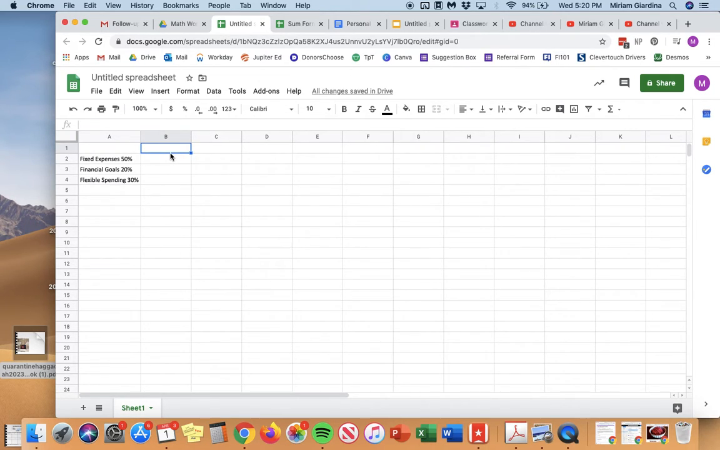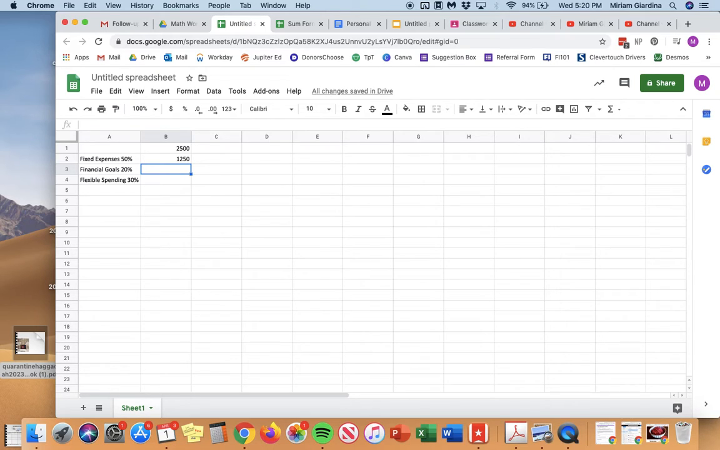Okay, so let's say that my total income is $2,500 a month. That's about what it was when I first started working, actually. So if I want to find out what 50% is of that number, I need to do equals, select that actual cell, and do times. Times on a computer is an asterisk, so you're going to do Shift 8. And then I'm going to do times 0.5, because that's 50% as a decimal.